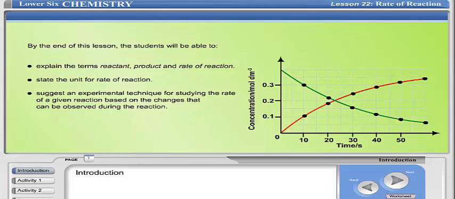Introduction. By the end of this lesson, the students will be able to explain the terms reactant, product, and rate of reaction, state the unit for rate of reaction, suggest an experimental technique for studying the rate of a given reaction based on the changes that can be observed during the reaction.